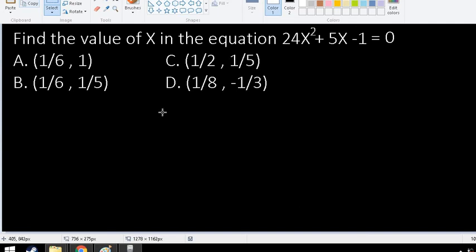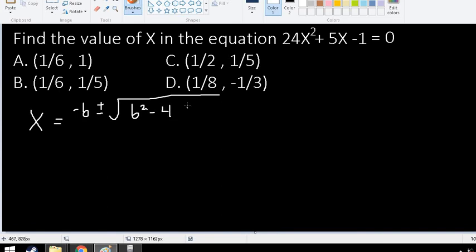Find the value of x in the equation 24x squared plus 5x minus 1. We can determine the value of x by using the quadratic formula. x equals negative b plus or minus the square root of b squared minus 4ac, all over 2a.